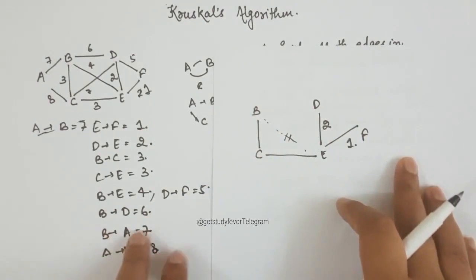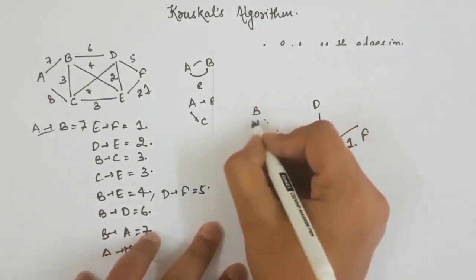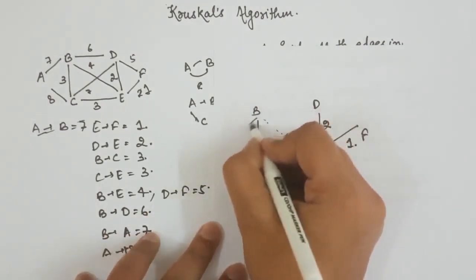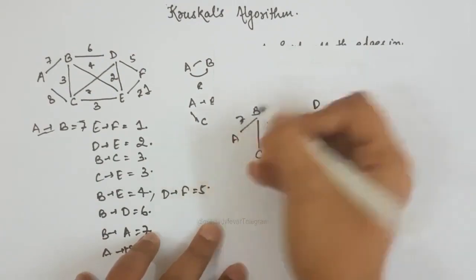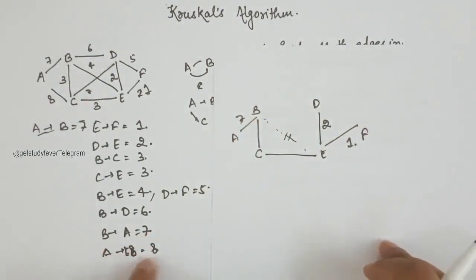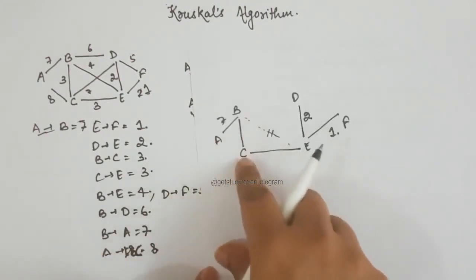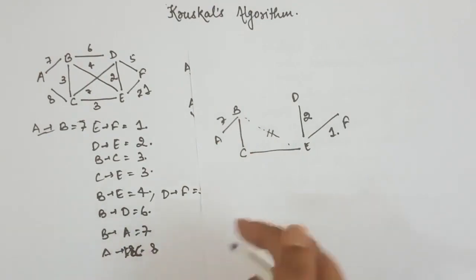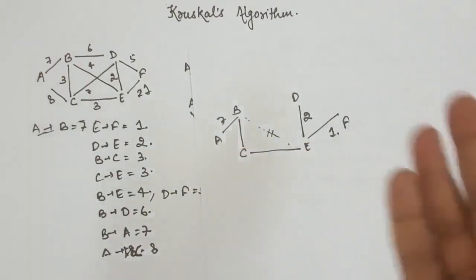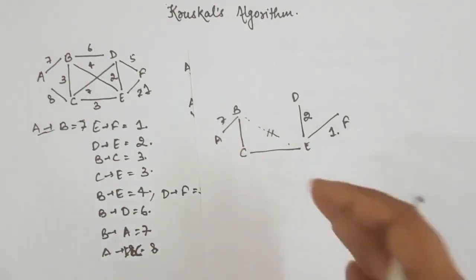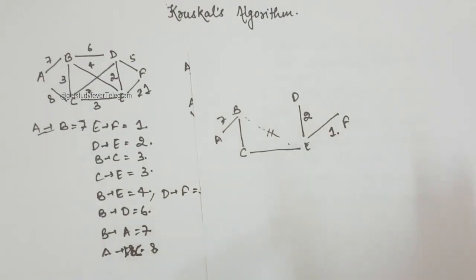Then we have B to A as 7. So I put B to A. Is this forming a cycle? No. So I'll put B to A here. Then we have A to C. Putting A to C will form a cycle. Anyways, after we have included A in the graph, we don't need to go further since we have already included V minus 1 edges. So this is how Kruskal's algorithm works. So that was all about Prim's algorithm and Kruskal's algorithm.